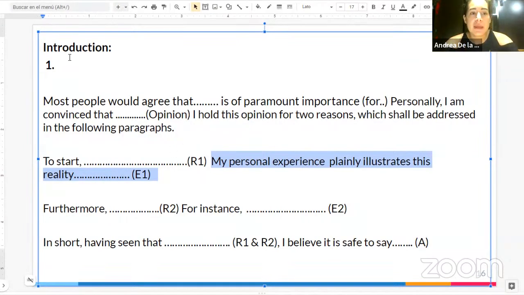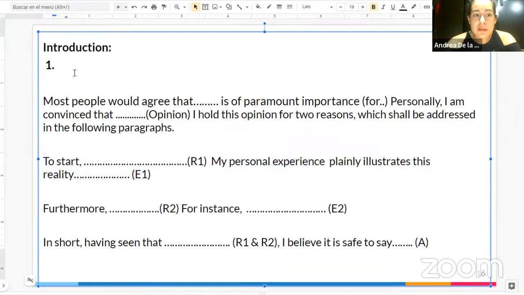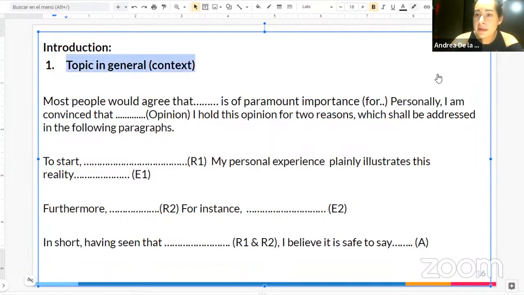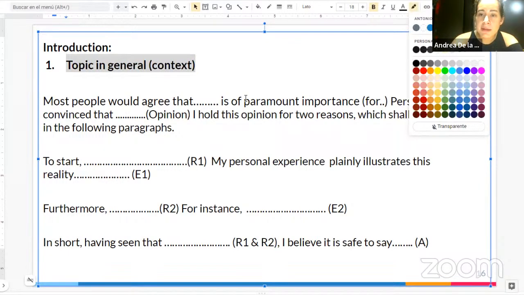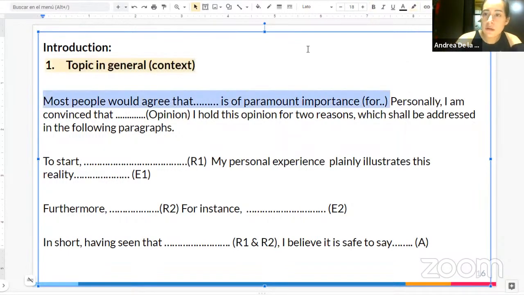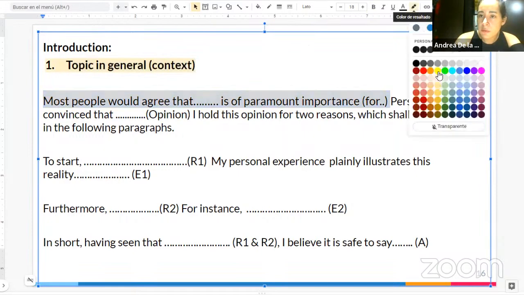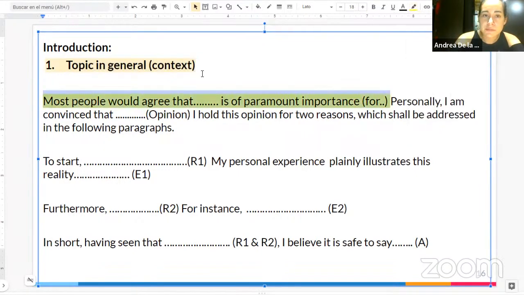Okay? Now, in the introduction, the first sentence is going to be about the topic in general. So this first sentence is just giving the reader some context as to the topic, all right? This first sentence, we're going to paint it in yellow, and it's basically this one here. We'll write this in a bit.